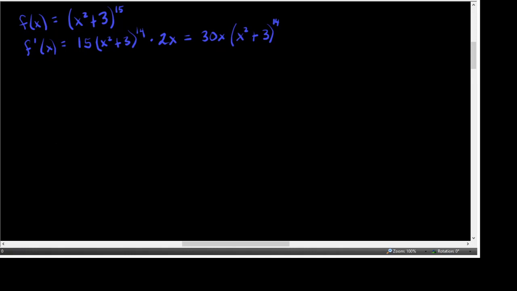So, if we took a more generic case of letting the function be more generic, like some function f of an inside function g of x, and as we just saw, that's f prime of g of x, kind of like that 15 times the thing to the 14th power, times the derivative of the inside function.